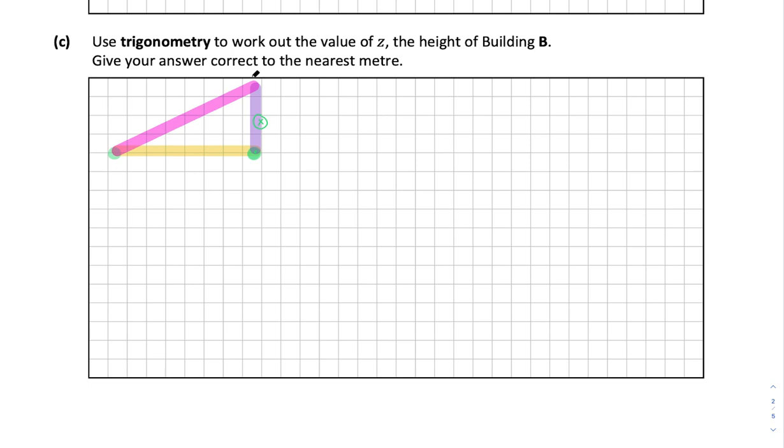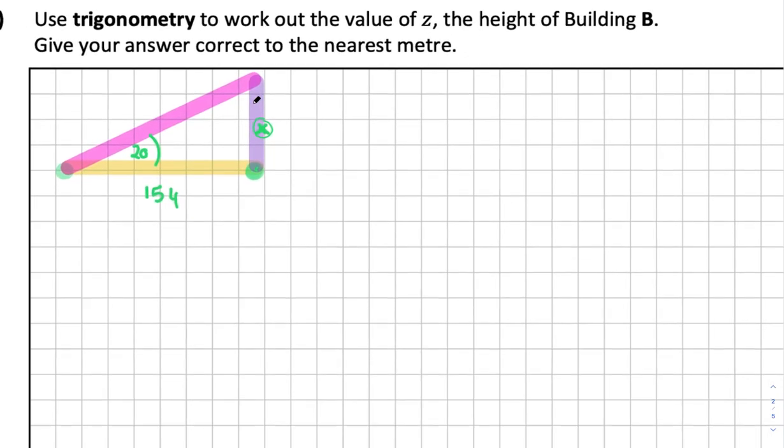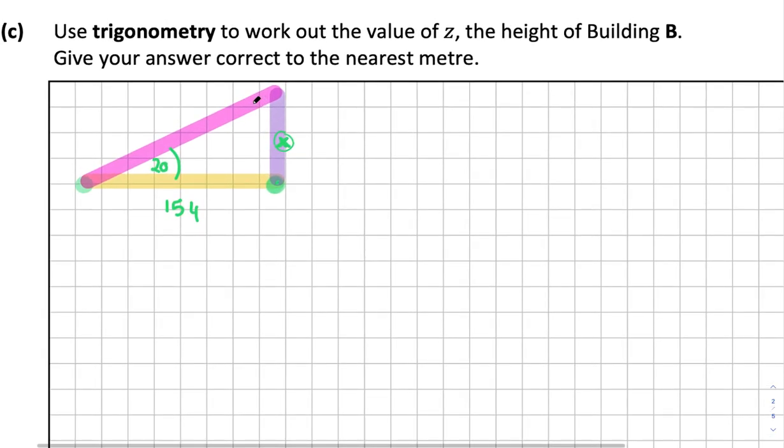Well, if you look back at the diagram, we know that this was 20 inside here, and we know that along the bottom I'd got 154, and we've got this side X, which I don't know the value of yet. But I've got two options here. It's either going to be Pythagoras or it's going to be SOHCAHTOA. If I had another side length, I could use Pythagoras, but I don't. I've got an angle, so now I'm going to be looking at SOHCAHTOA.